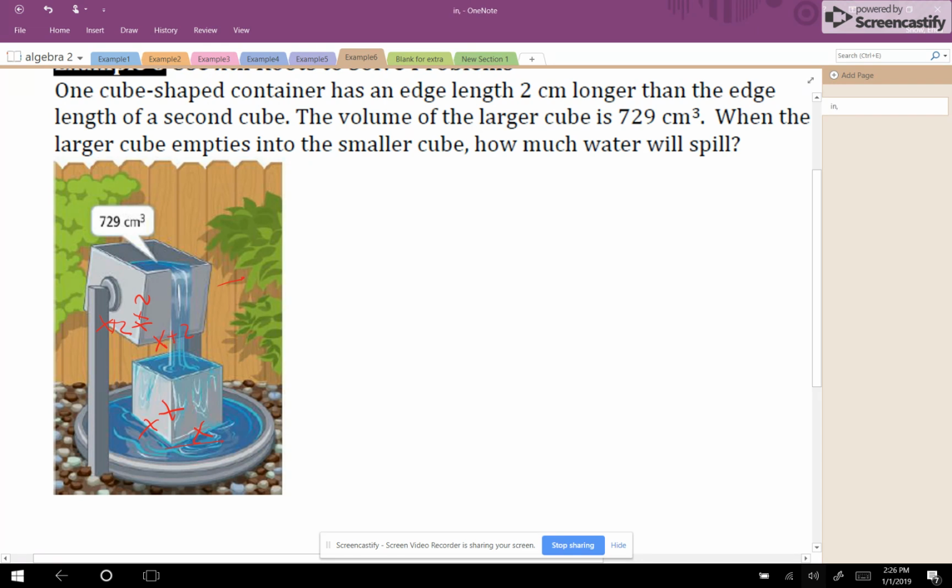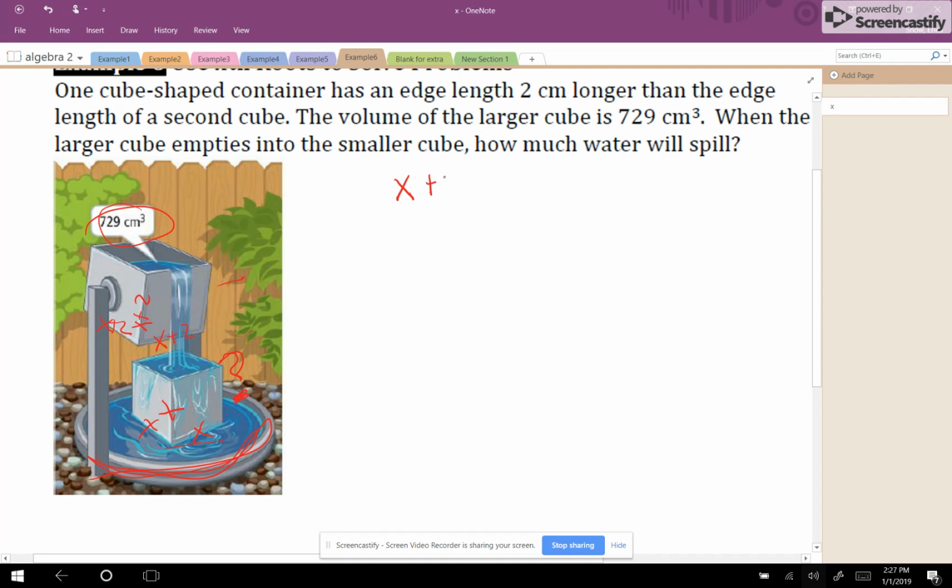The volume of this big cube is 729 cubic centimeters. And we don't know what the volume of this one is, right? And it wants to know, when the larger cube is dumped in here, how much water is going to be in this bowl down here. So what we're going to do is we're first going to figure out what our x is.